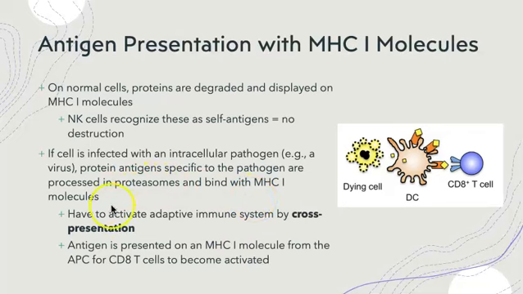Now, we have a goal of activating our immune system, and we do this through cross-presentation. And so we want that antigen to be presented on the MHC class 1 molecule on our unhealthy cell, which can be an antigen presenting cell, for our CD8 cells to become activated. And CD8 is just another way of referencing our killer T cells or our cytotoxic T cells that we're going to talk about more in the coming sections.